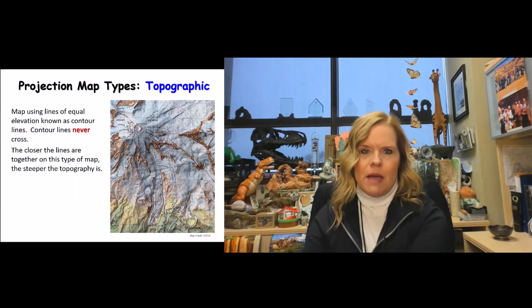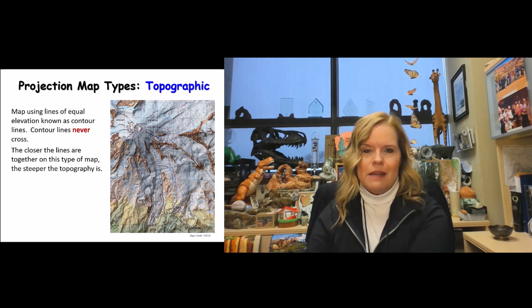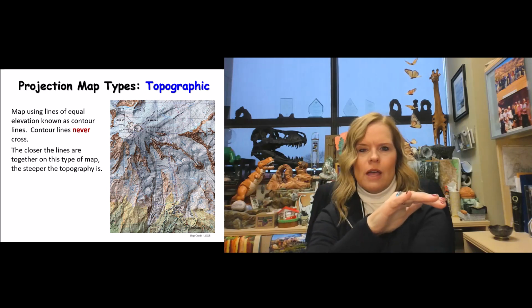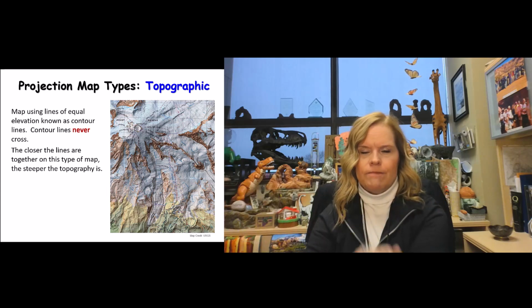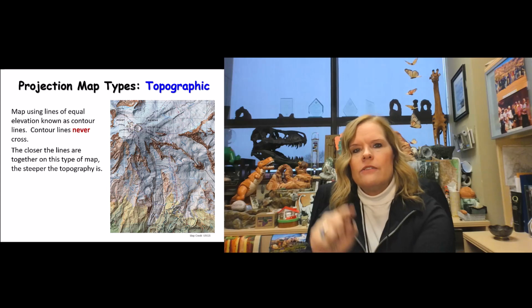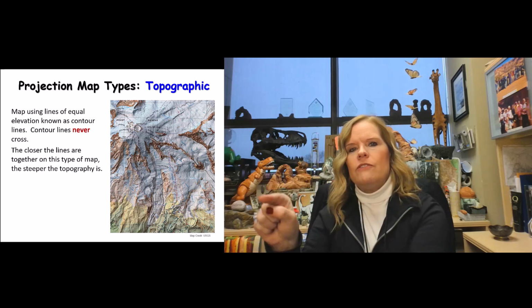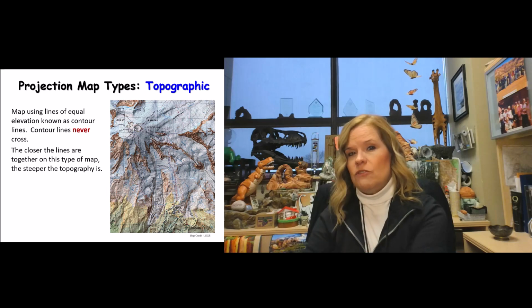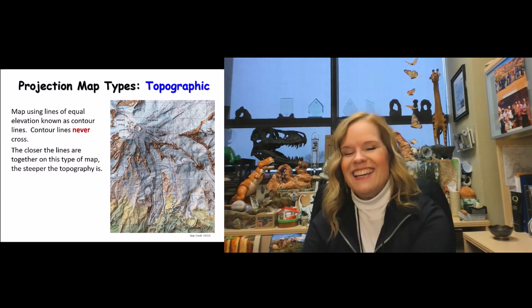So topographic maps use contour lines. Contour lines, by definition, never cross. They're the same elevation. Let's say you have a contour line of 500 feet. That entire line is all 500 feet. Let's say the next line above it is 550 feet. That would mean your contour interval is 50 feet. You have to go to your map legend to find that out.